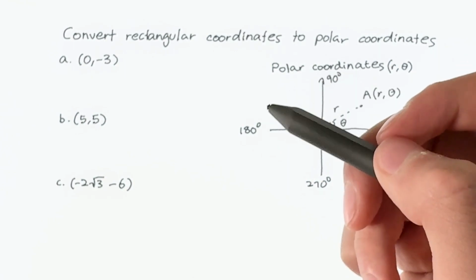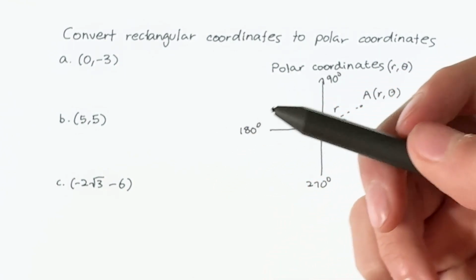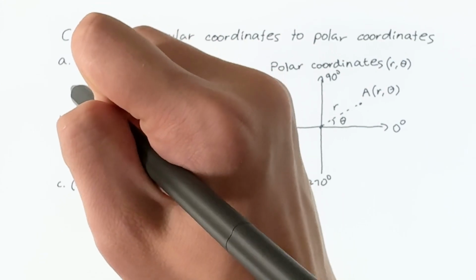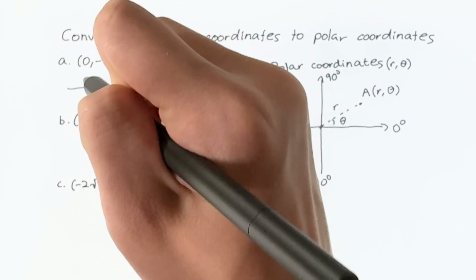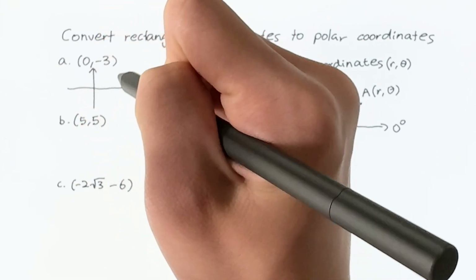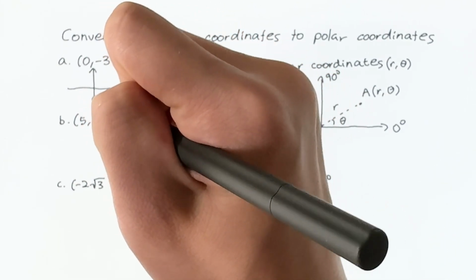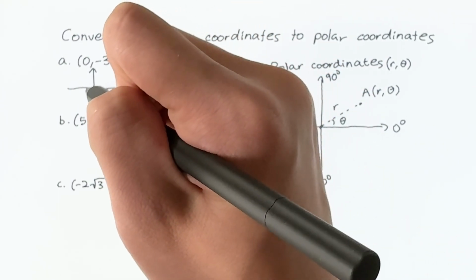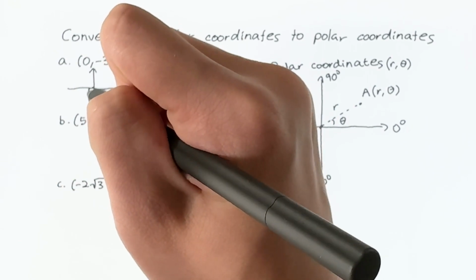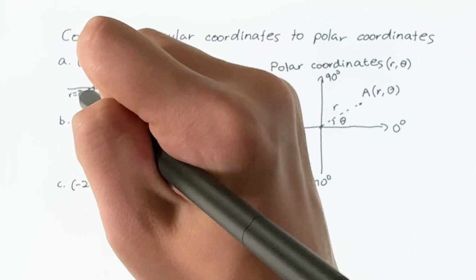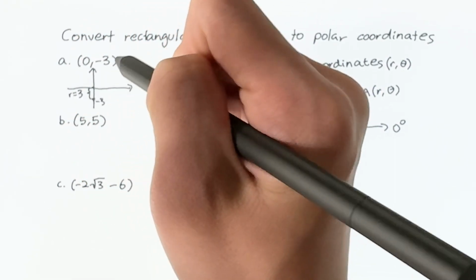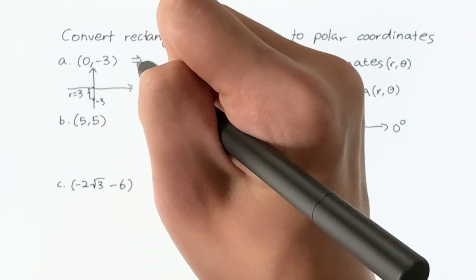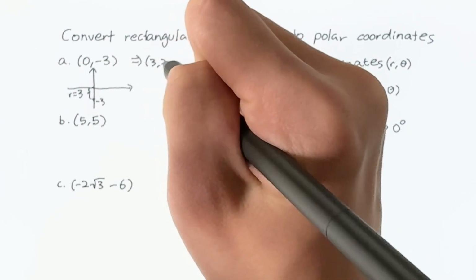Let's start with (0, -3). So, if we draw a graph, well, (0, -3), we can call this point (0, -3). Well, the distance from the origin is 3 units. So, r equals 3. And then the angle will be 270 degrees because it's 3/4 of a whole circle. So the polar coordinates of this one will just be (3, 270 degrees).